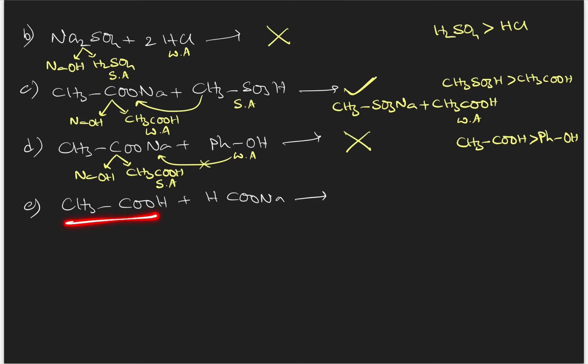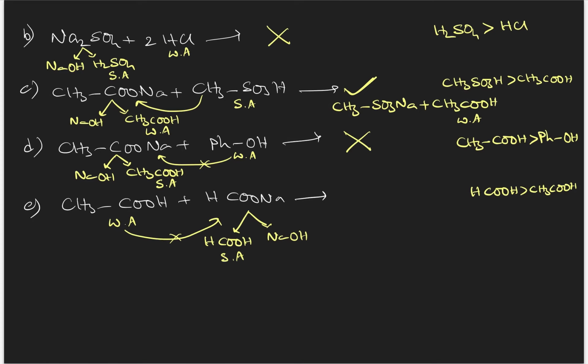And coming to here, the reaction is between acetic acid and sodium formate. Sodium formate is from formic acid and sodium hydroxide. Between acetic acid and formic acid, which is more acidic? Formic acid itself is more acidic. In part 1, I gave you this order. Yes or no? So as formic acid is more acidic than acetic acid, a weak acid cannot replace a strong acid from the salt. Therefore, here also the reaction is not feasible.